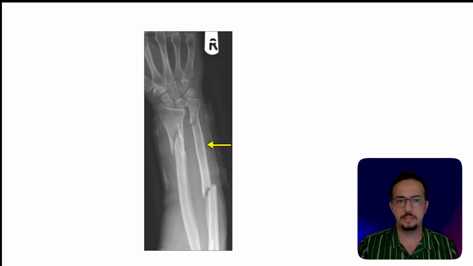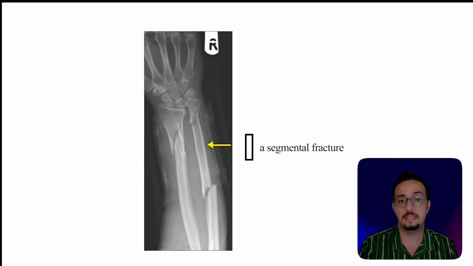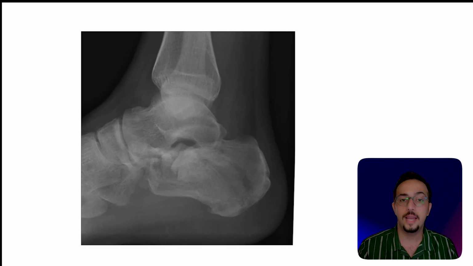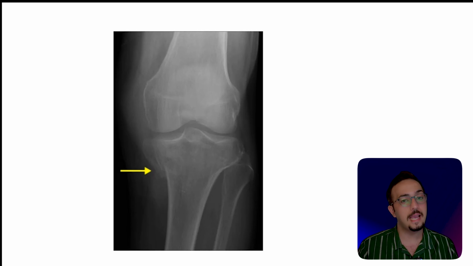In a segmental fracture, it's like a chunk of the bone's shaft gets isolated by breaks at the top and bottom. We have compression fractures, which happen when something squishes the bone, and they're pretty common in places like the spine, heel bone or calcaneus, and tibial plateau.